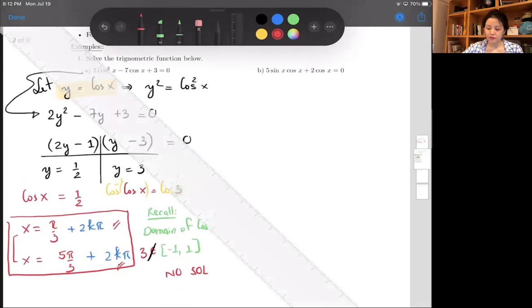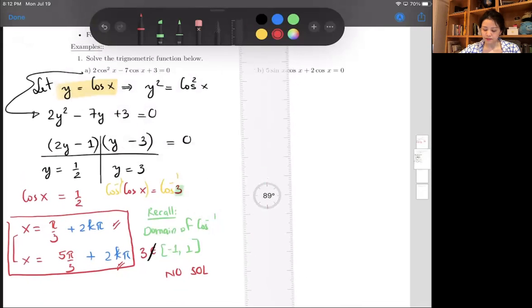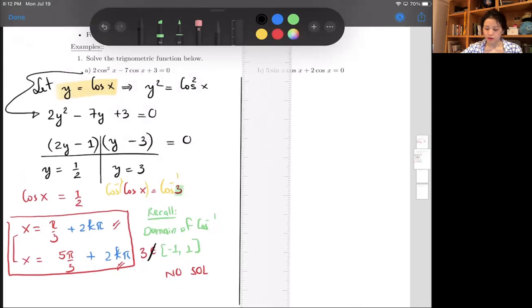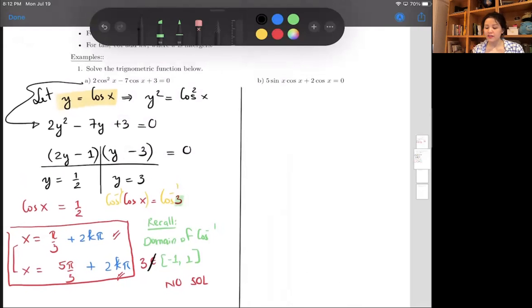Okay, move on to the second problem. Problem B. We have 5 sine x cosine x plus 2 cosine x equals 0. So here I see a common factor. I see cosine x and cosine x, right? So I'm going to factor that out. Cosine x. And what's left in the first term is 5 sine x. And what's left in the second term is just 2, equal to 0.